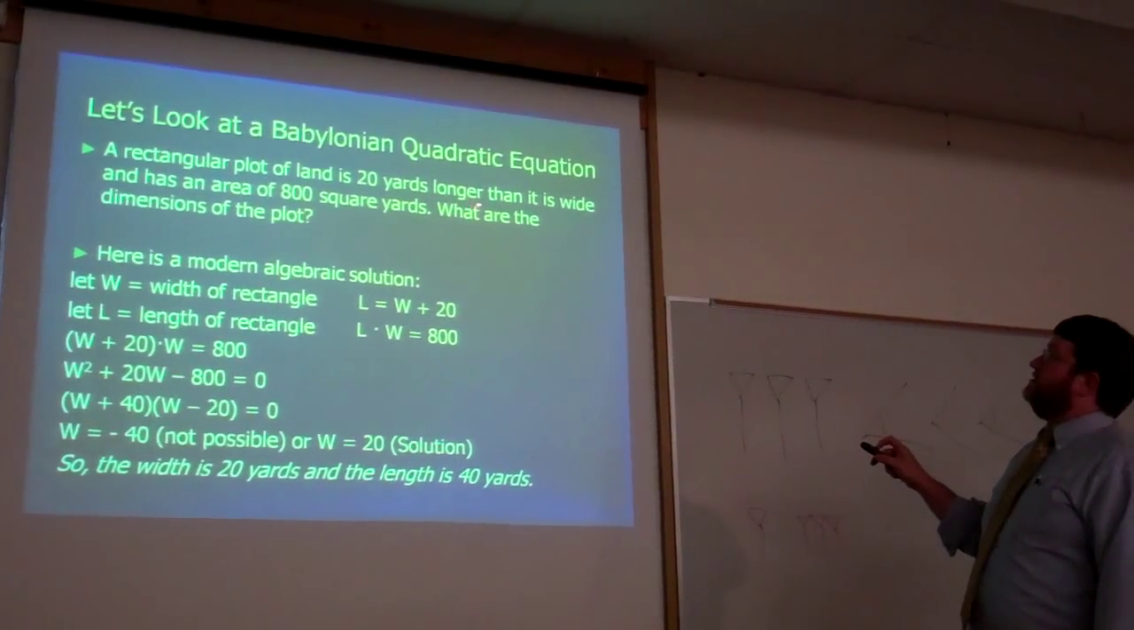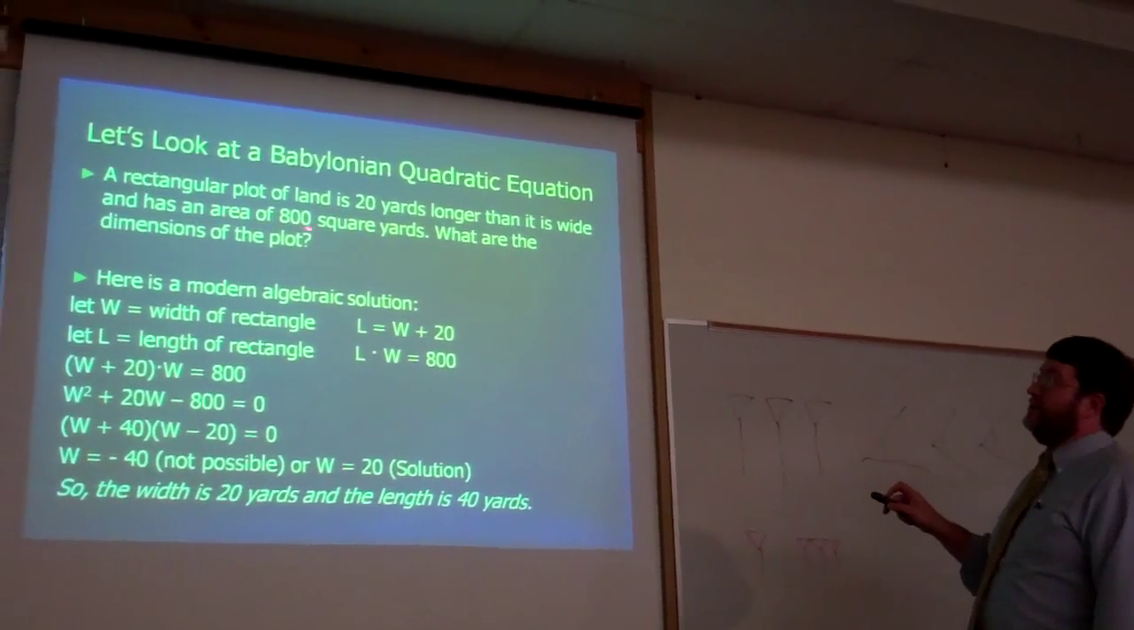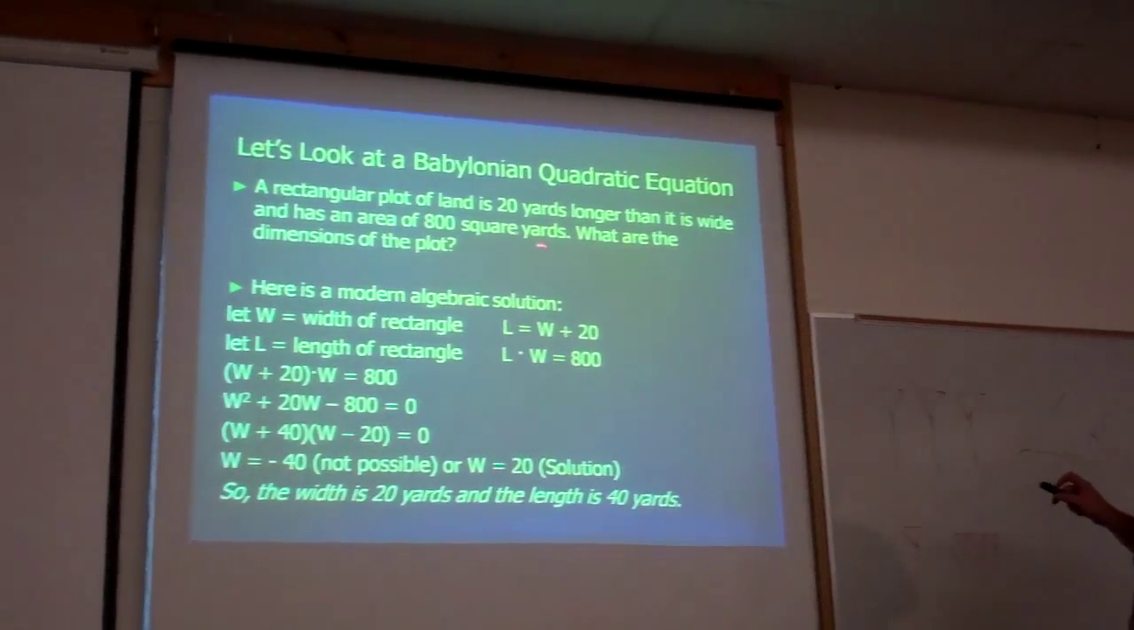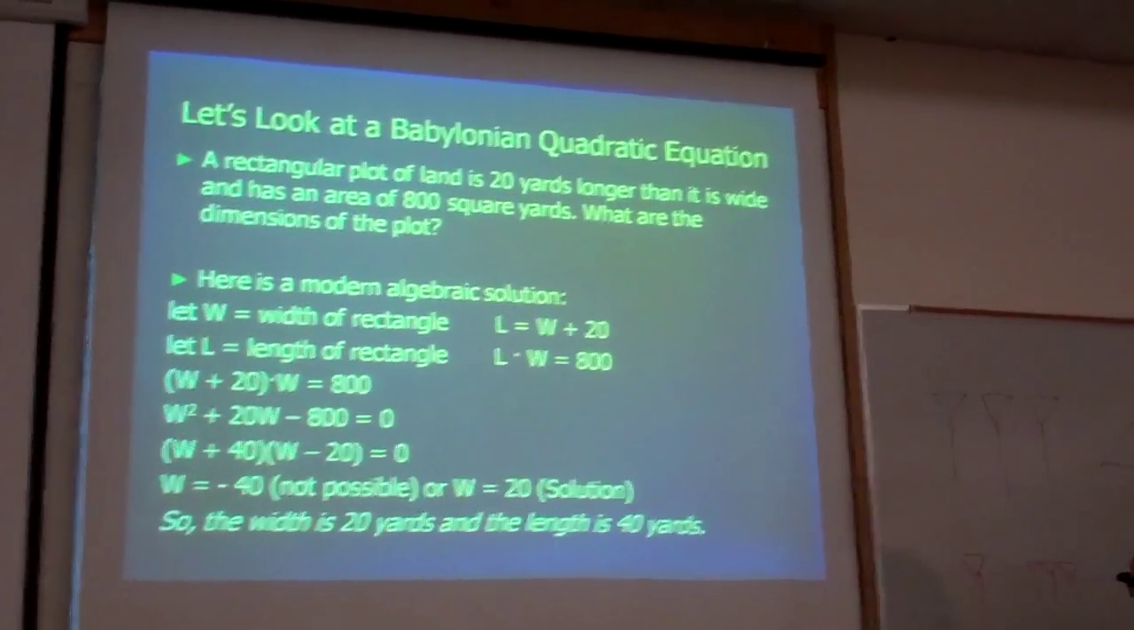A rectangular plot of land is 20 yards longer than it is wide, and it has an area of 800 square yards. What are the dimensions of the plot?